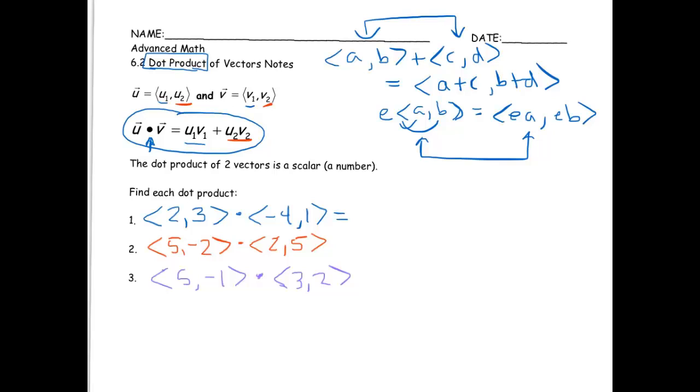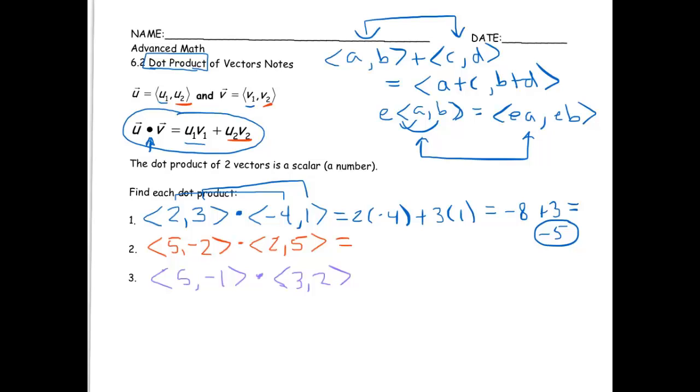So in the first example, we get the dot product. And again, how do you know you're doing the dot product? There should always be a dot right in between. So just look for that. 2 times -4 plus, I add it to the product of the y components, and I get -8 plus 3, or -5. So one thing you notice is that I don't get another vector. I get a number, or what's called a scalar. So the dot product produces a scalar, not another vector.